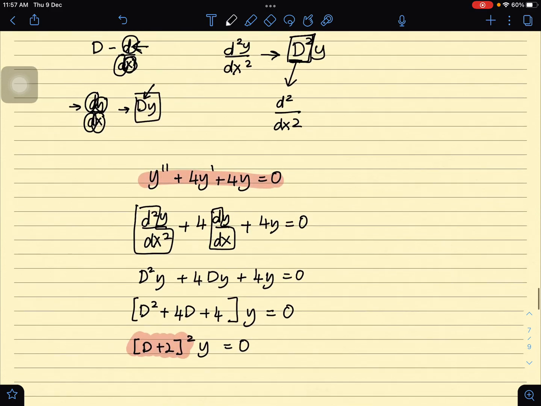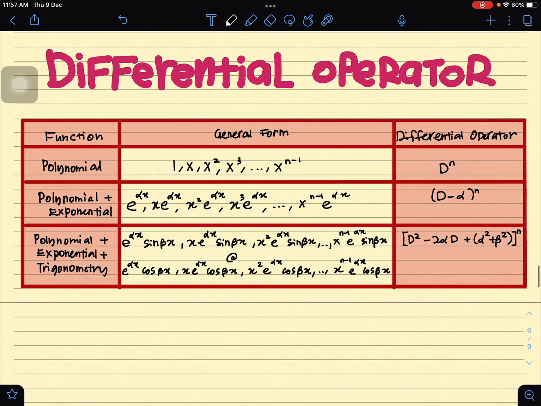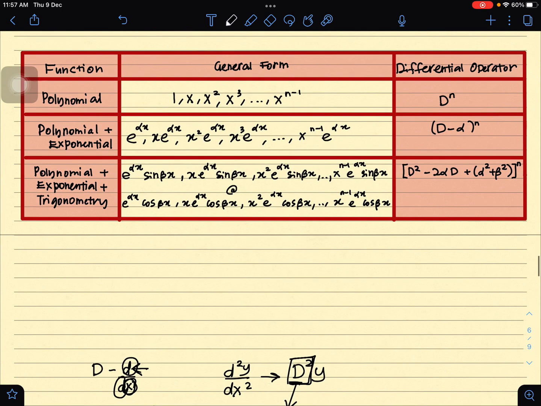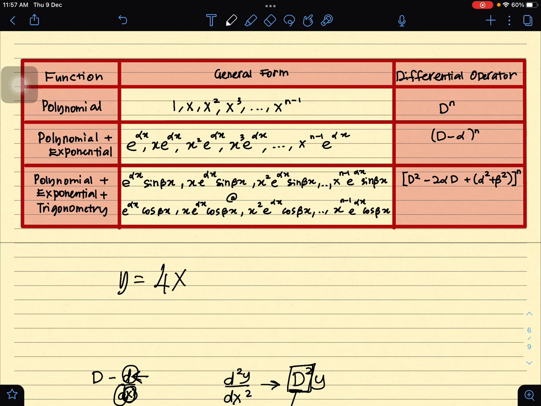Okay, so class, the differential operator can be written according to the function. For example, if you have only a polynomial function, your differential operator is in the form of D to the power of n. For example, if you have y equal to 4x to the power of 3 minus 2, how do you write the differential operator for this one? You need to know that the highest power in your equation will be n minus 1, while your differential operator will be in the form of D to the power of n. Therefore, you need to find the value of n.